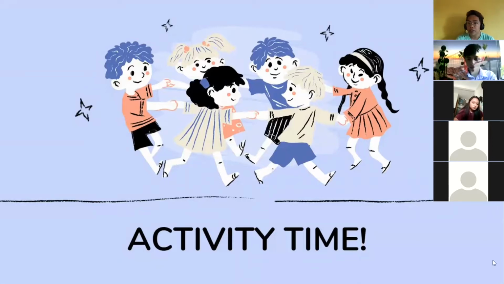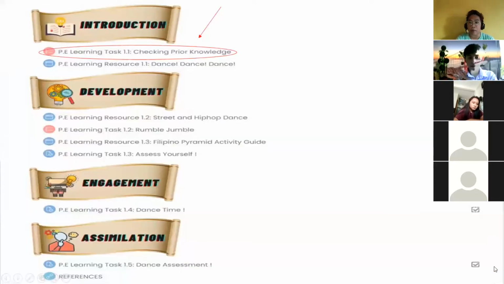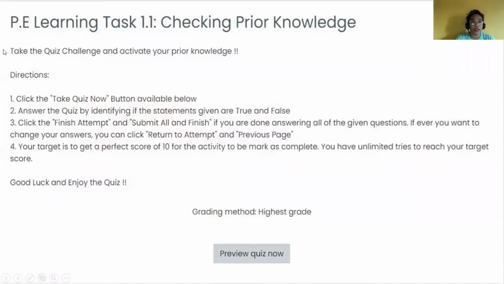Okay, so for your activity time, let's start with your learning task 1.1. It's entitled Checking Prior Knowledge. So obviously, this is a review. Okay, it's under introduction. When you click the link, it will direct you to this page. Okay, so for learning task 1.1, you'll just have to take the quiz challenge and activate your prior knowledge.